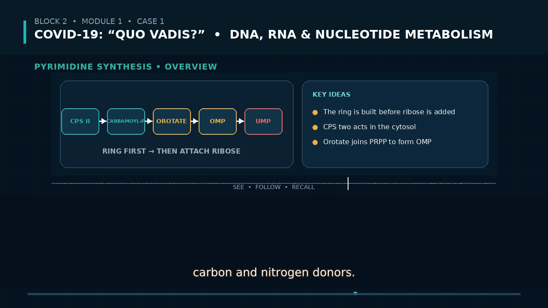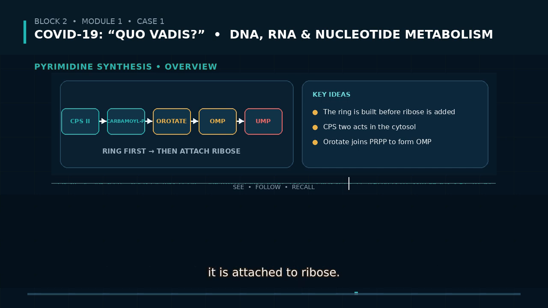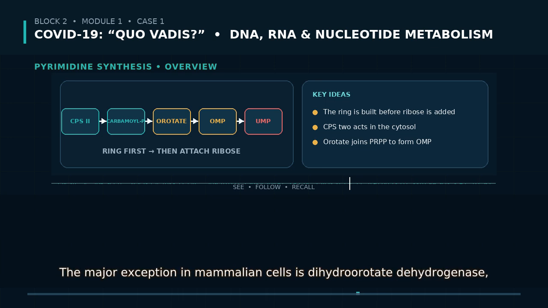Step 2. Formation of carbamoyl aspartate. Aspartate transcarbamylase transfers the carbamoyl group to aspartate, producing carbamoyl aspartate. Because carbamoyl phosphate is already activated, this condensation does not require another direct input of ATP. Aspartate contributes nitrogen 1 and carbons 4, 5, and 6 of the pyrimidine ring. This is the committed step.